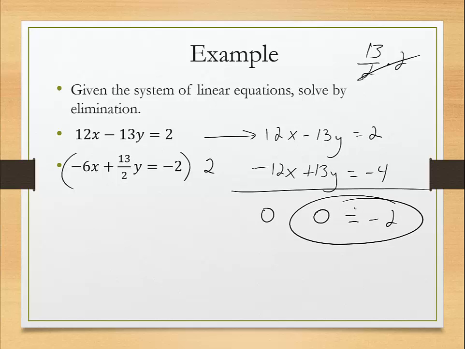So we have 0 equals negative 2, which is untrue. Therefore, since it's untrue, we have an inconsistent system, and that has no solution.